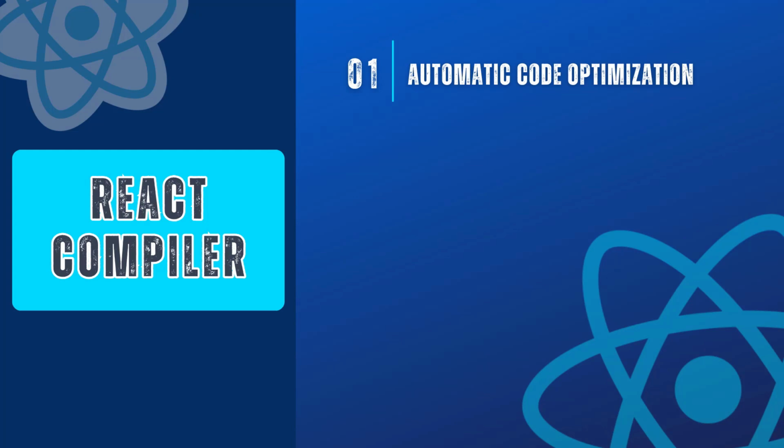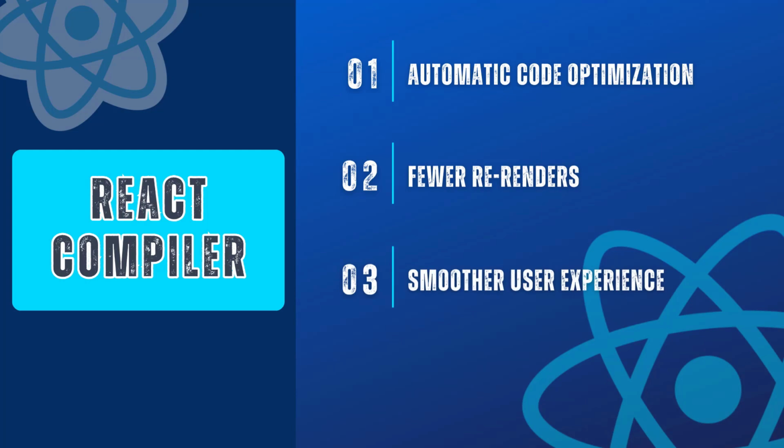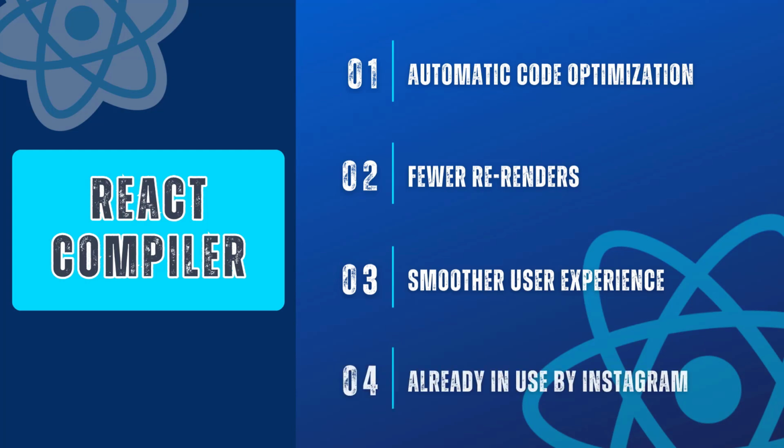This means it analyzes your components and makes them more efficient, leading to better performance without any extra work from you. By optimizing how components update, the React compiler reduces unnecessary re-renders. This means your app will be faster and more responsive. With fewer re-renders and optimized code, users will experience less lag and smoother interactions within your app. The reliability of the React compiler is proven by its use in large-scale applications like Instagram, ensuring it's ready for production use.